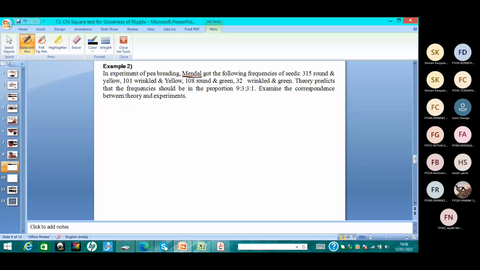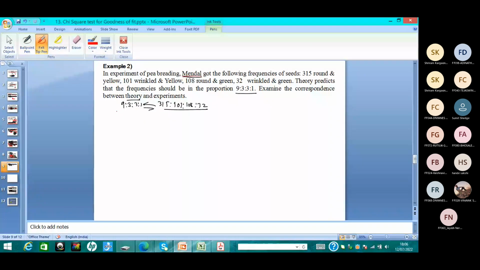So theory predicts that the frequency should be in the proportion 9:3:3:1. Examine the correspondence between the theory and the experiment. The theory says it should be in 9:3:3:1, and the result we got is 315, 101, 108 and 32. We have to check whether these are in that ratio or not. So this is the theory and this is the experiment, so you have to match this. So let's solve this example.